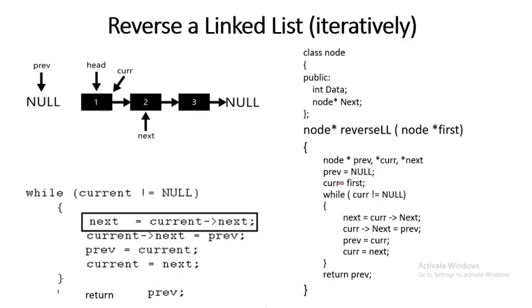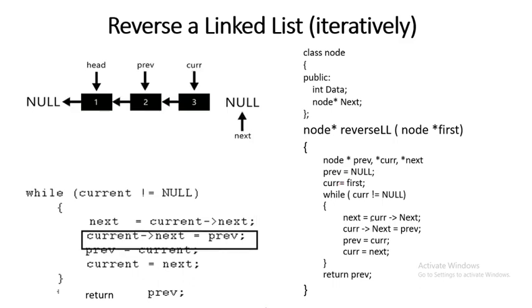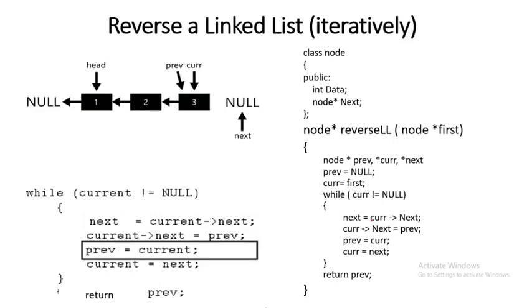If current is not null, before changing the next of the current, we store it in a temporary node, that is next. After that we change the next of the current and set it to prev. This is where we are actually reversing the list.